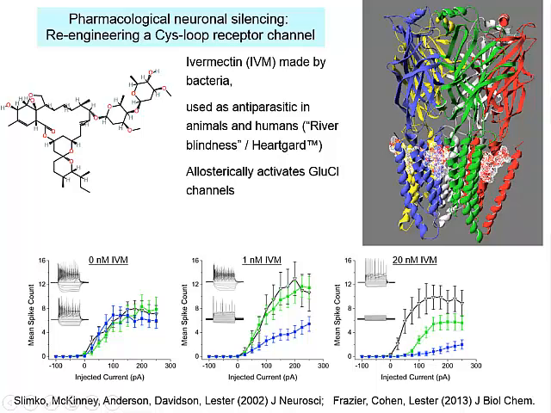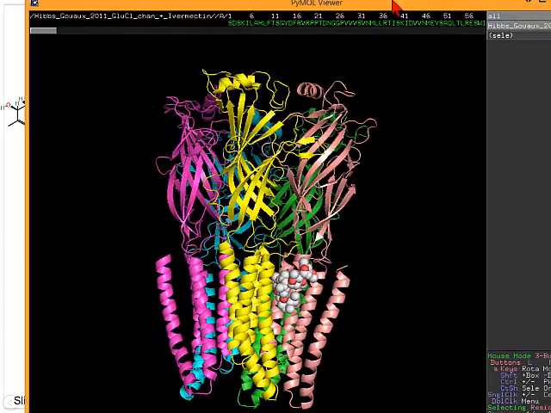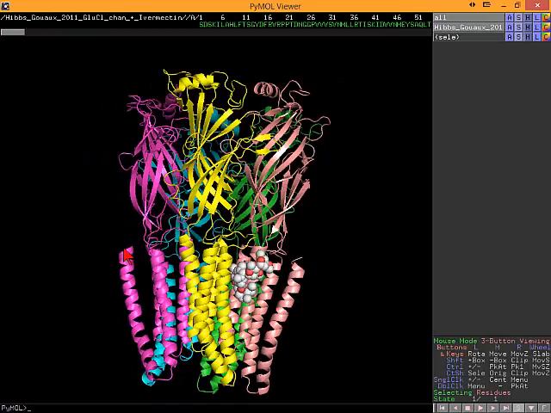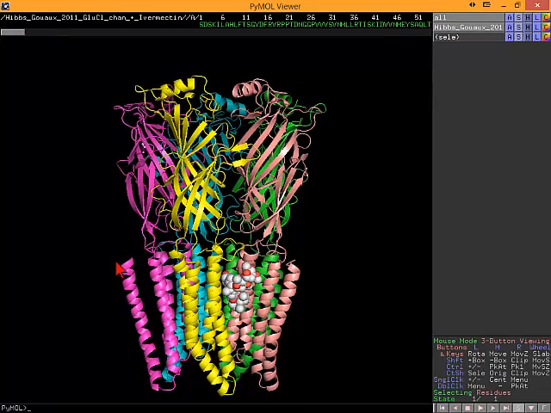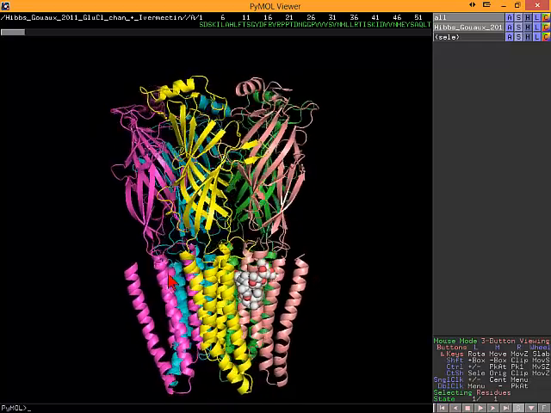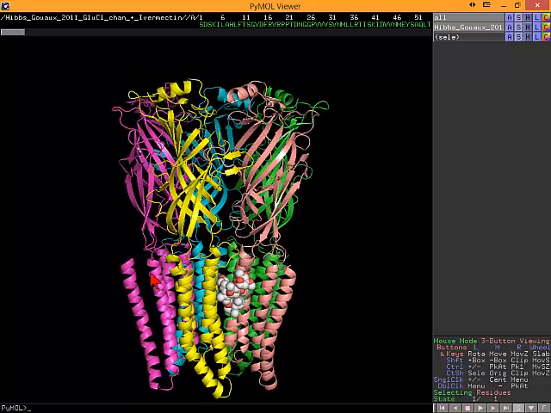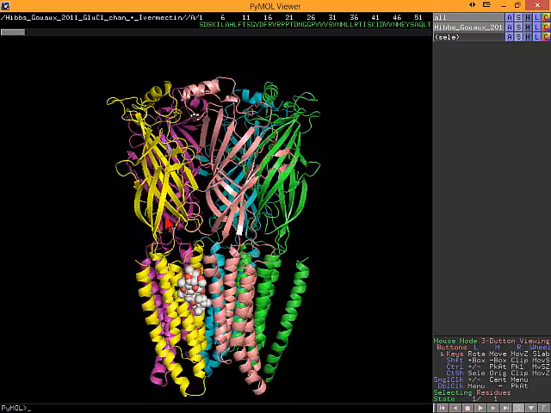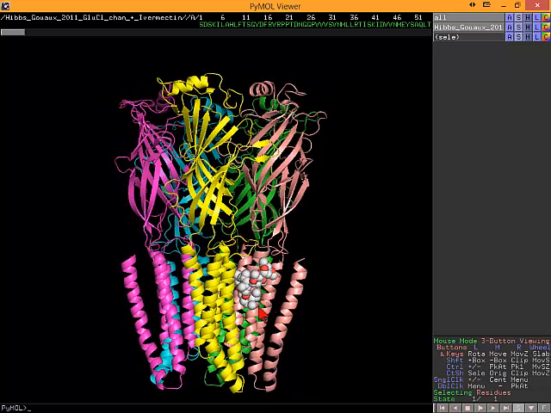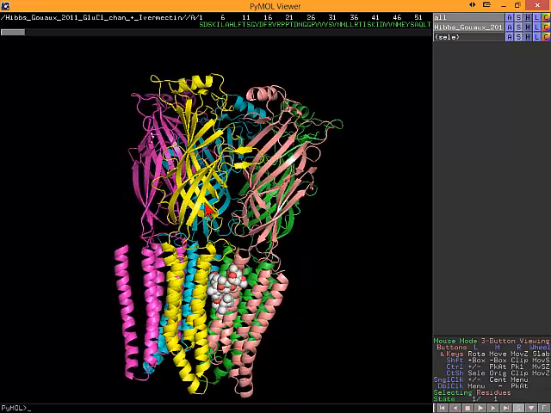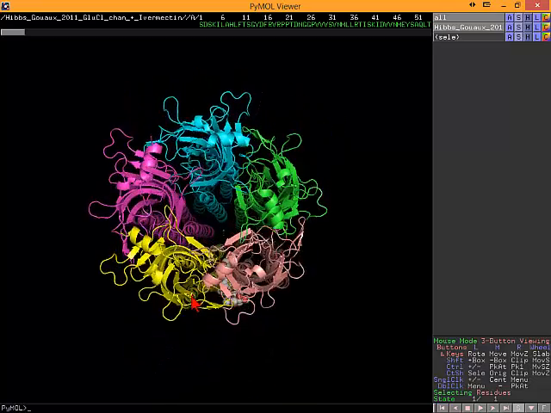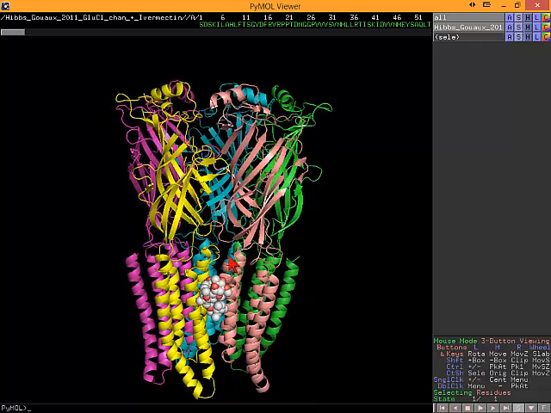Just a couple of years ago, the receptor for ivermectin was determined. It looks a whole lot like the nicotinic receptor and like the GABA receptor. It is in fact a chloride channel, and it comes from an invertebrate. And you remember that ivermectin is the world's largest selling antiparasitic drug. It binds right here at the interface between two subunits and allosterically opens the channel. So we know a great deal about the mechanism of action of ivermectin.